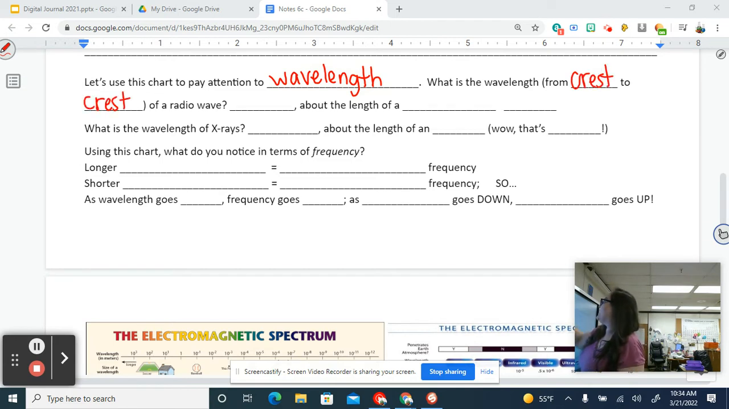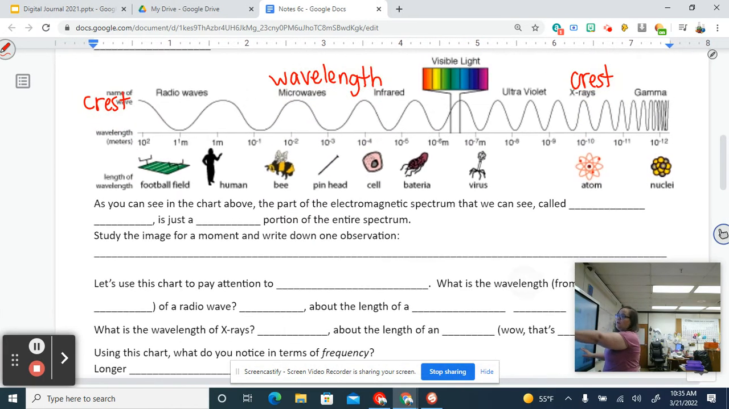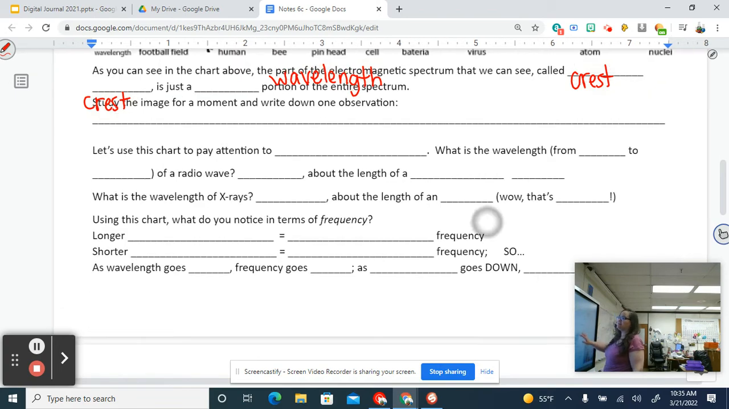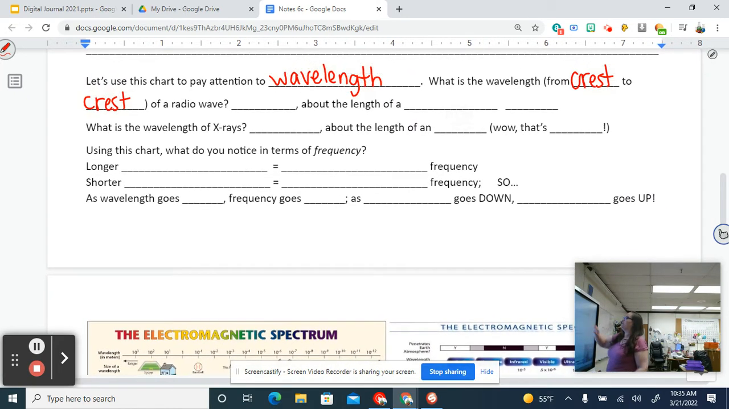So what was that for a radio wave? Looking back at the chart, I'm going to scroll up and the words are still going to be there, but that's okay. So radio wave is 10 to the second meters. So 100 meters. So about the length of a football field.